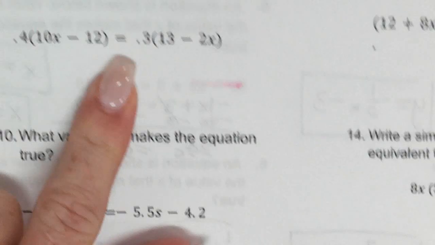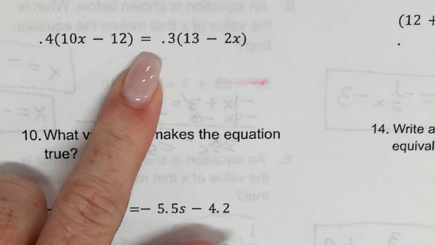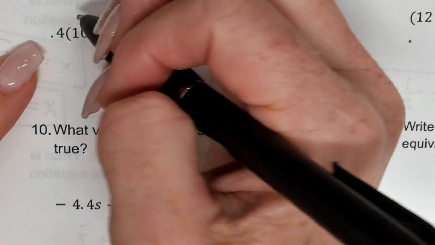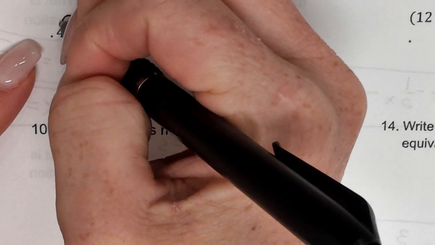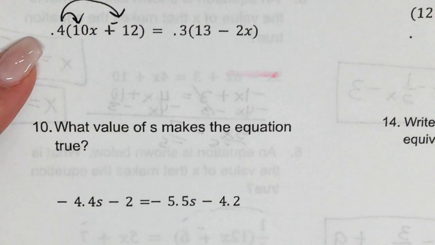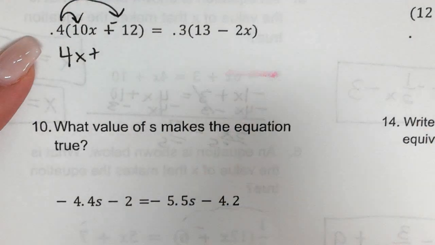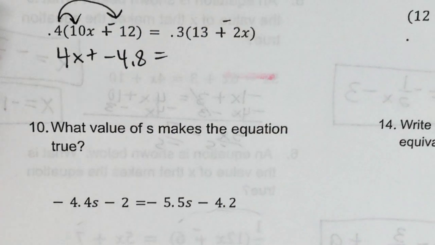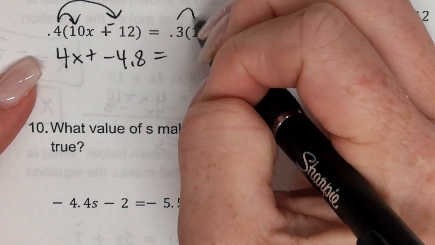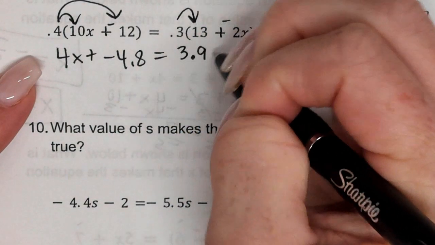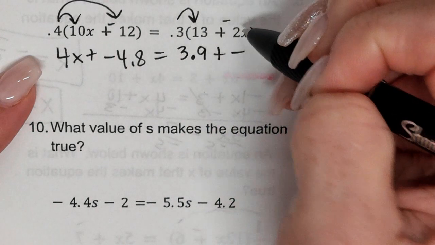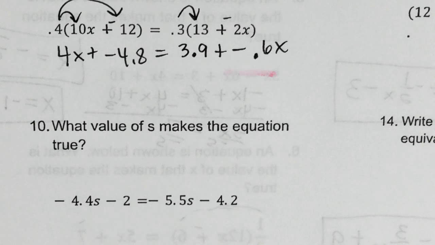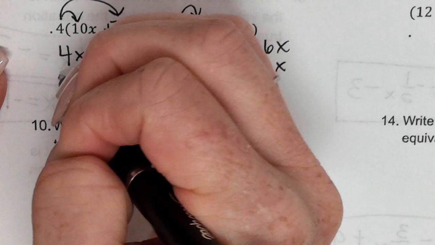All right, does this have an equal sign? So yes, I could do this one in the calculator. Are y'all with me? All right, I distribute. If I want to change, 0.4 times 10 is 4x, plus 0.4 times negative 12 is negative 4.8. I distribute after I change. 0.3 times 13 is 3.9, plus negative 0.3 times 2 is 0.6x.